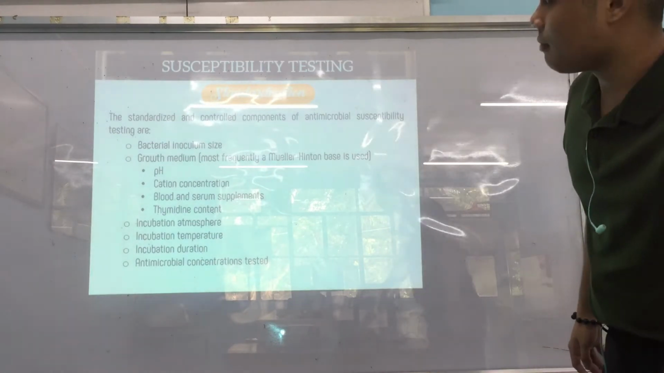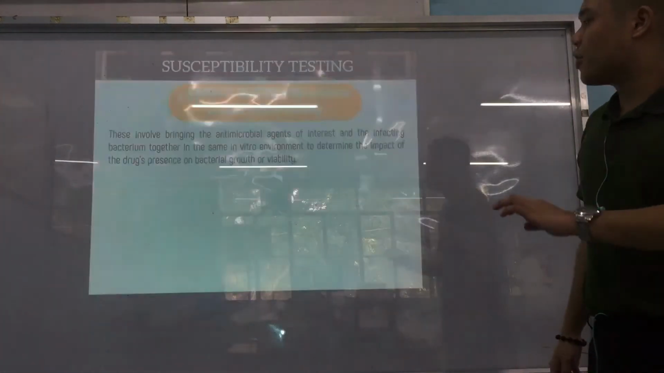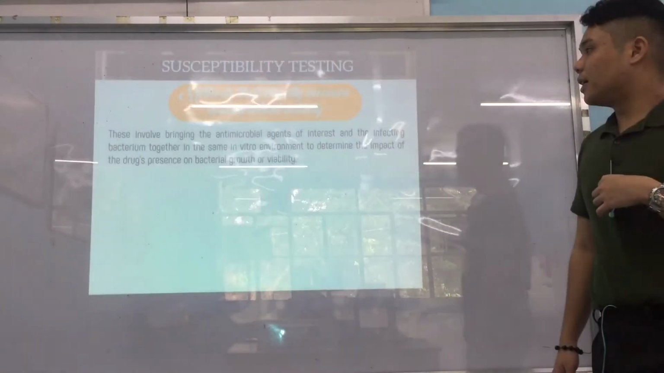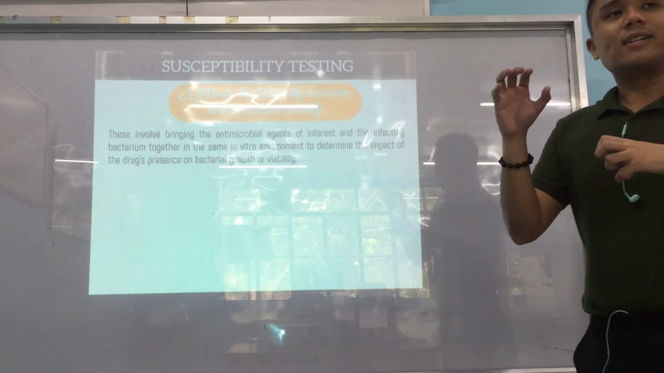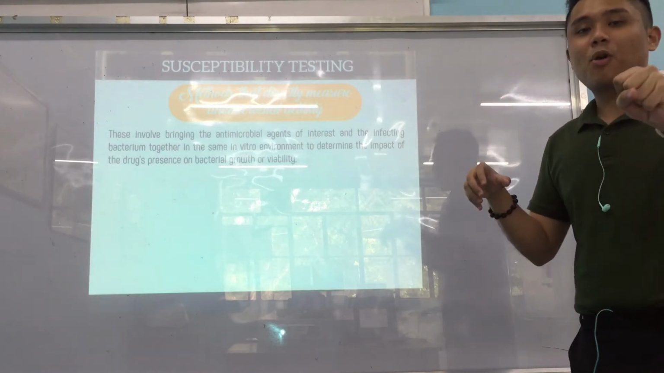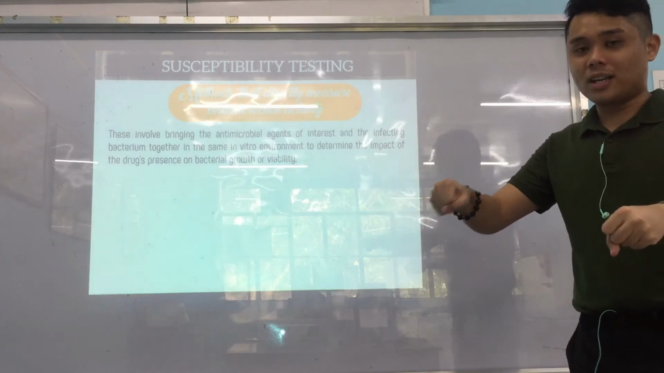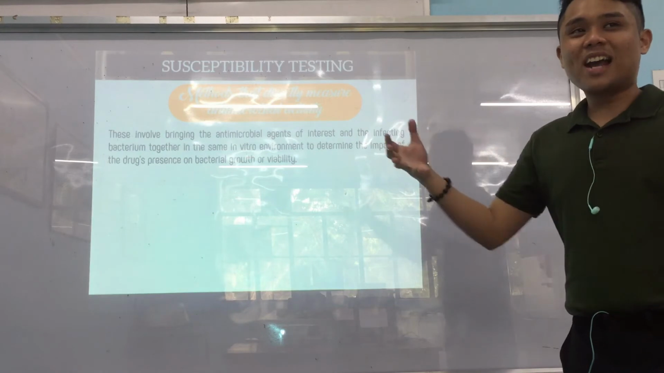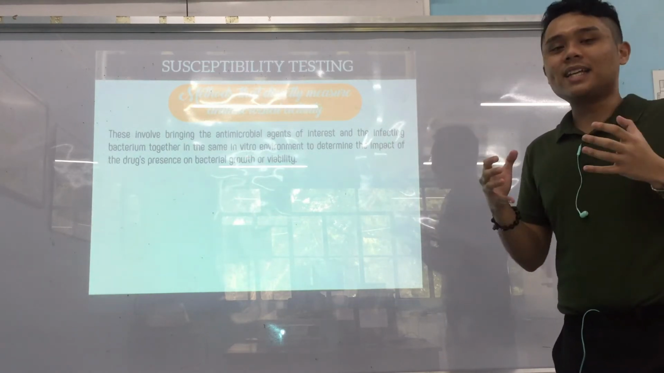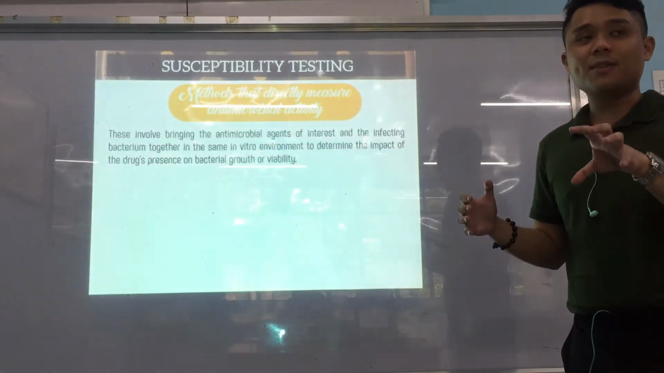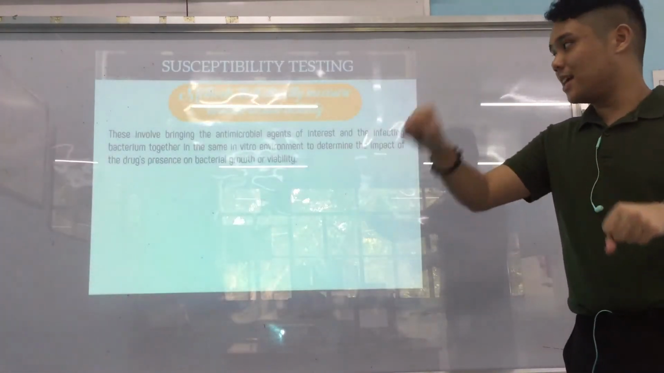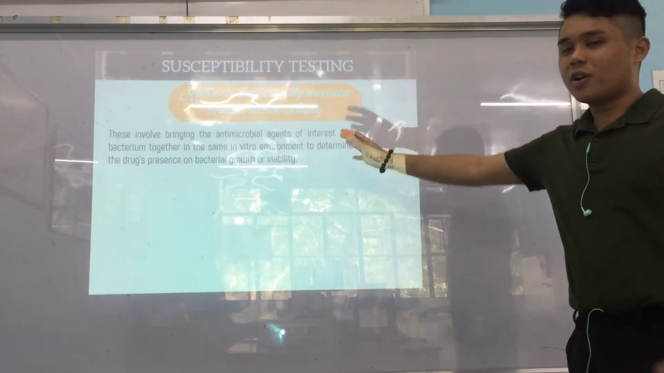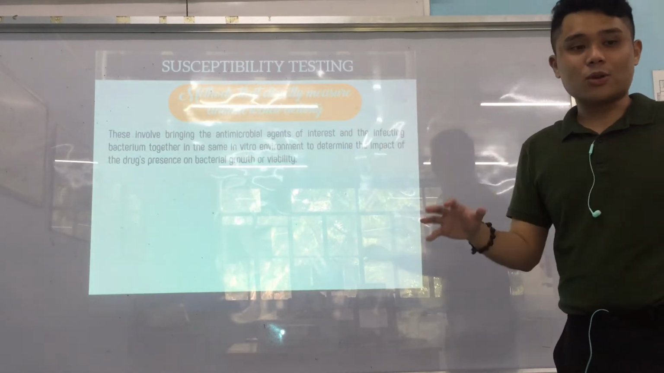Alright. So now we go to the methods that directly measure your antimicrobial activity. These involve bringing together your antimicrobial agent against the bacteria that we are studying. So we make them face to face, so that at least we can see right away the activity of your antimicrobial against this particular organism, in the in vitro environment. In vitro means outside of the human body, in the laboratory setting.